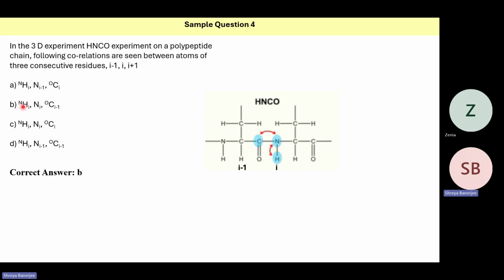So this is the amide hydrogen of the I residue, this one, nitrogen of I, this one, and carbon with an oxygen superscript refers to the carbonyl carbon of the I minus one, that is this one. So the correct answer is option B.